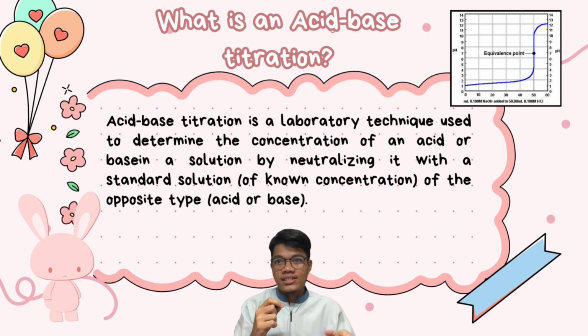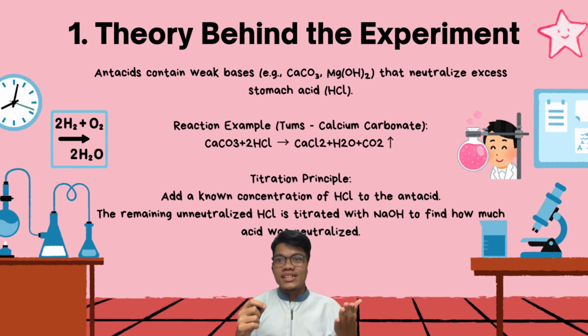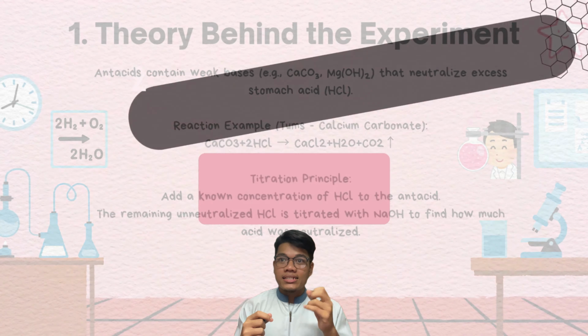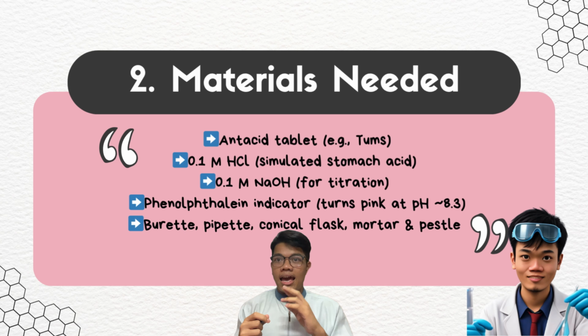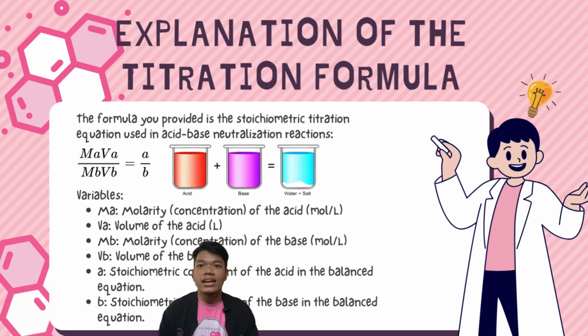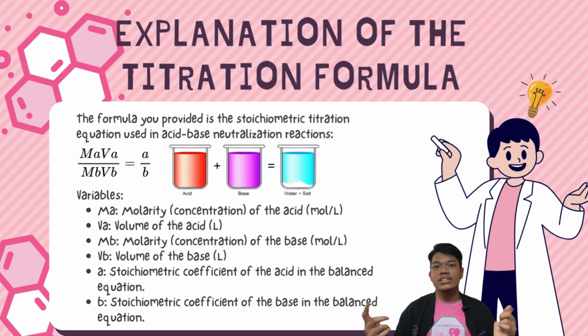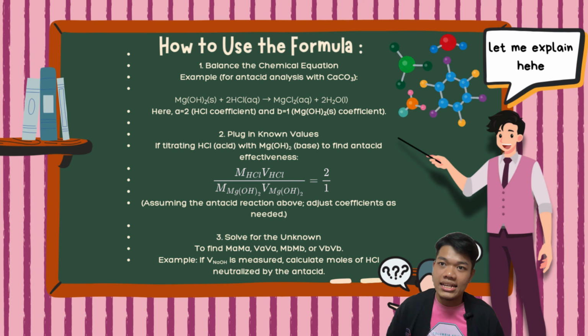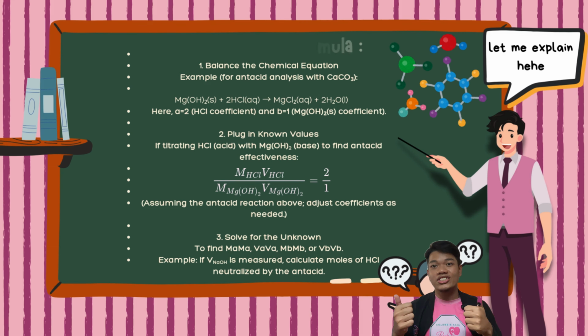Titration is like a science seesaw. We have an unknown acid on one side, and we slowly add a base we know exactly on the other side. When it is perfectly balanced, it is neutral, and we can calculate the acid strength. For our experiment, we simulate this by titrating antacids with hydrochloric acid and sodium hydroxide. The formula and equation help us calculate how much acid was neutralized. Science in action.